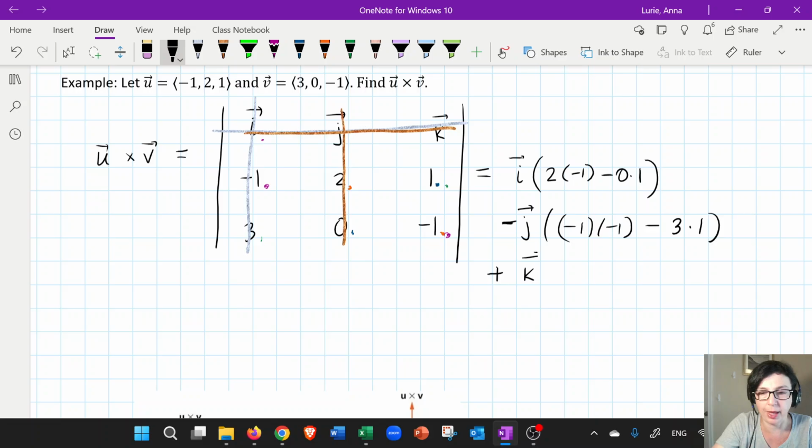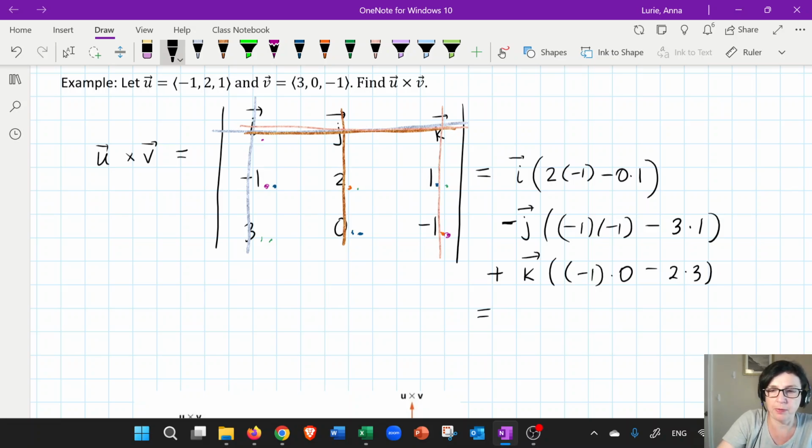Let's move on to the K component. Because K belongs to the first row's third column, 1 plus 3 is 4, and that's even, so K comes with a plus. What's going to be left? If I cross out the row and the column where K is, then I'm going to wind up with this -1 multiplied by 0, and then subtract this multiplied by that number. So we go -1 multiplied by 0, subtract 2 times 3.